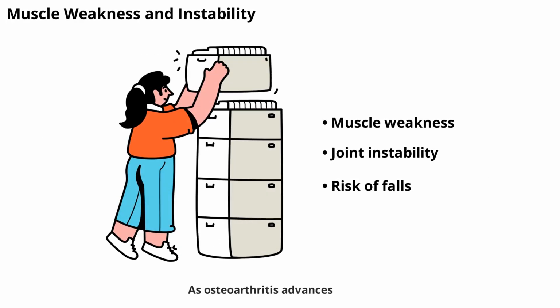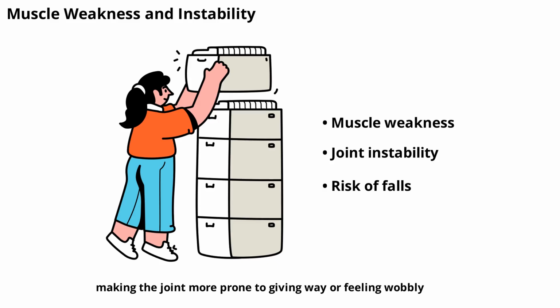As osteoarthritis advances, the muscles surrounding the affected joint may weaken due to reduced activity and pain. This muscle weakness can lead to instability, making the joint more prone to giving way or feeling wobbly. Instability increases the risk of falls and further injury, creating a cycle that can accelerate joint deterioration. Strengthening exercises and physical therapy can help counteract these effects.